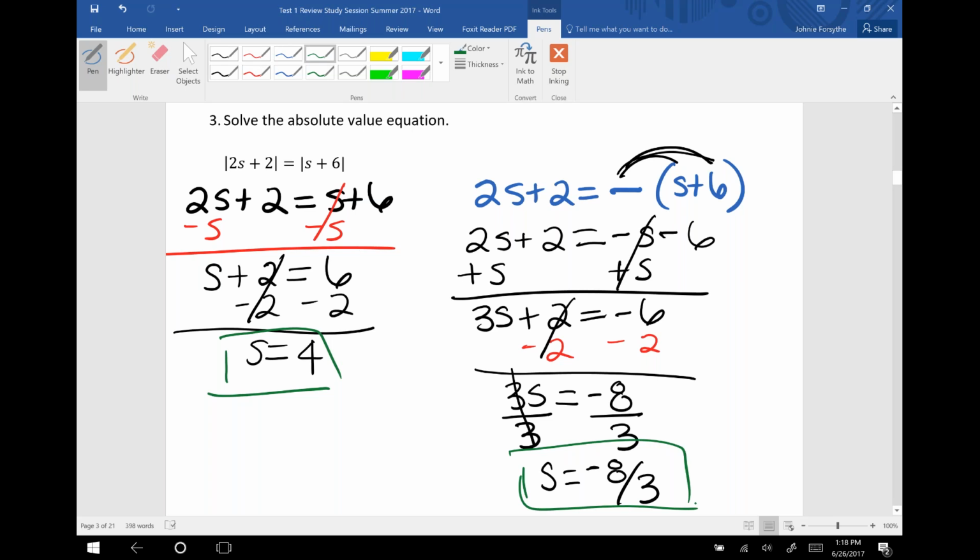For this problem on your test, I believe it asks for the smaller of the two numbers first, and that's just to help Blackboard grade it properly. It helps me out with grading quicker. So you would want to write the negative 8 over 3 first, and then type in the 4 for your solution. Any questions?